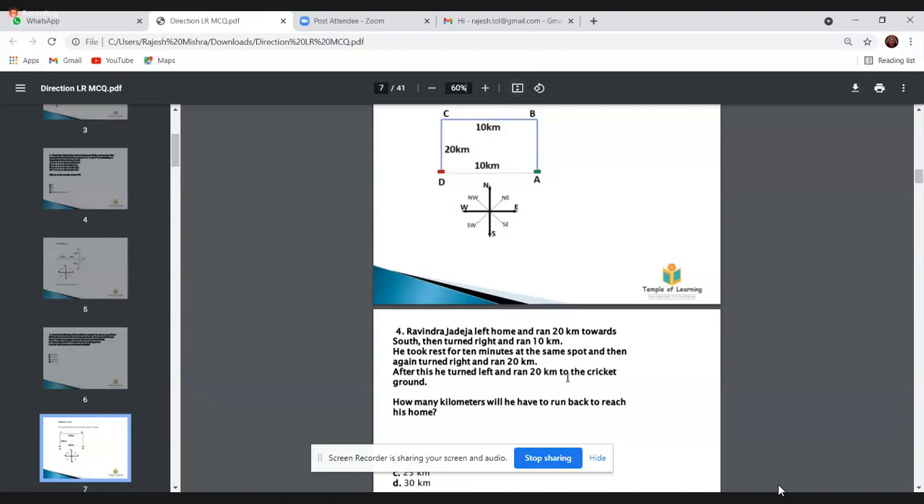Ravindra Jadeja left home quickly, because don't forget, we got another topic also to do. Small topics. In case there is a spillover, don't worry. I've kept one buffer class also. 20 kilometers south, then turn right. Please draw the diagram. It's okay. Just quickly do. You do 5 questions, you'll be under control. You'll feel comfortable, fast. And then he reaches his cricket ground. How many kilometers will he have to run back to reach his home? Anyone? Fast.